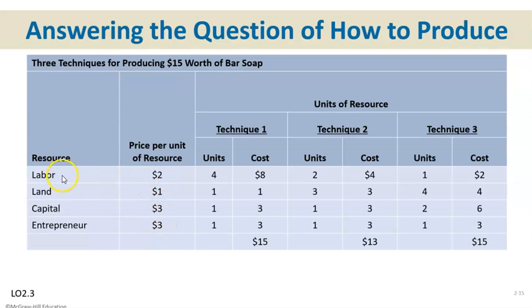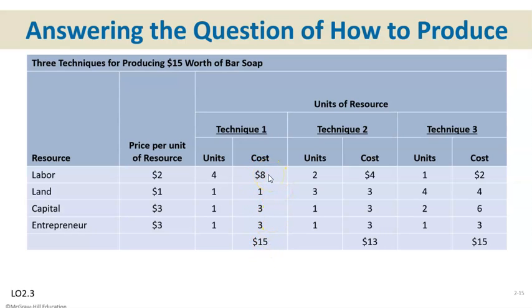So for each labor that's hired, it will cost the business $2. For every land used, it will cost them $1, and etc. This part right here, the cost, this is what you'll be solving for. So you're not given the cost here.